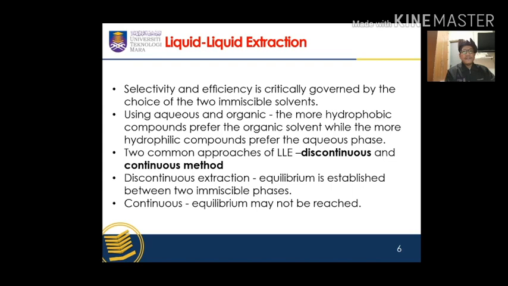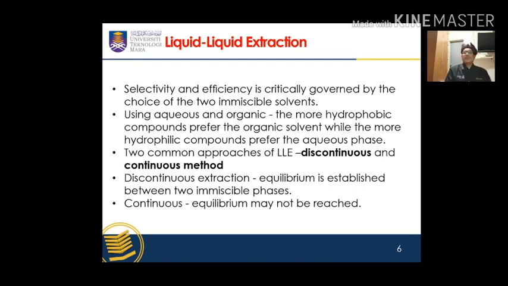Okay, the selectivity and efficiency of the liquid-liquid extraction process is critically governed by the choice of the two immiscible solvents, one aqueous and the other organic. The more hydrophobic analyte will prefer the organic solvent, while the more hydrophilic compound will prefer the aqueous phase. There are two common approaches to liquid-liquid extraction: (1) continuous and (2) discontinuous.